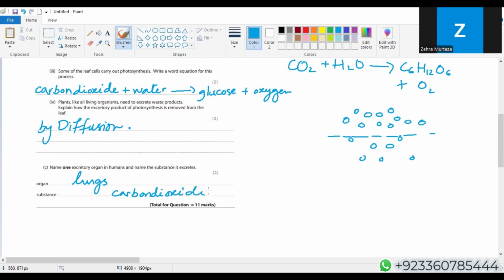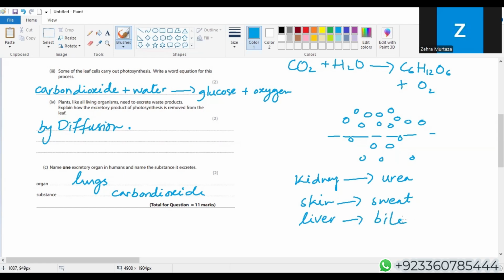Other than that, we have multiple options. You can also write that the organ is kidney. Kidney is the organ, and the excretion of kidney is urea. Okay, so urea is the excretion. And skin is also an organ, and skin is secreting sweat. So this is also a possible option. All these options are correct. And one more, liver. Liver is also an organ, and liver is excreting bile.